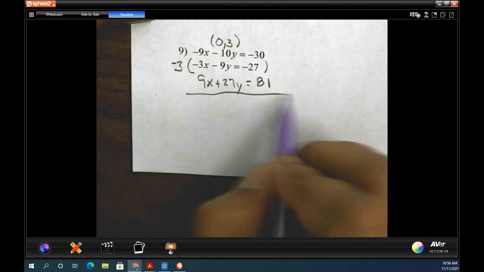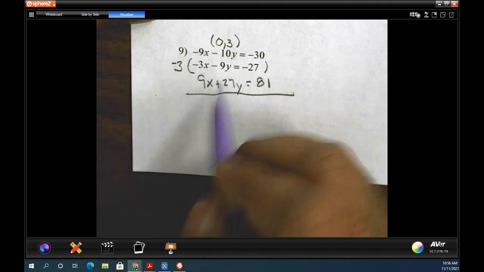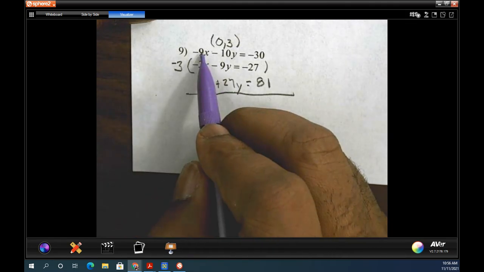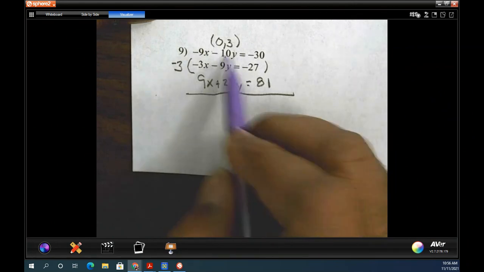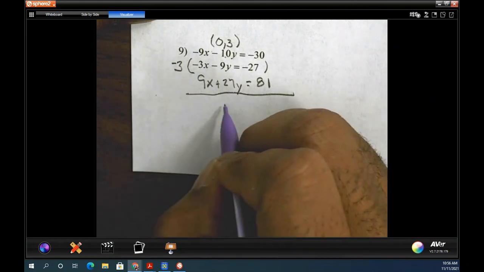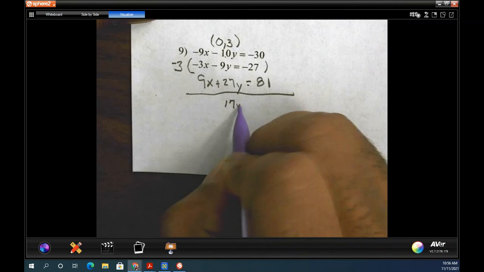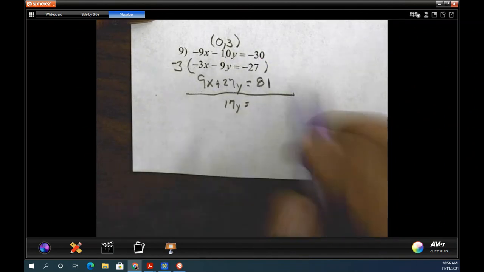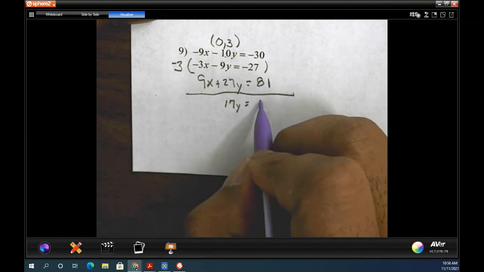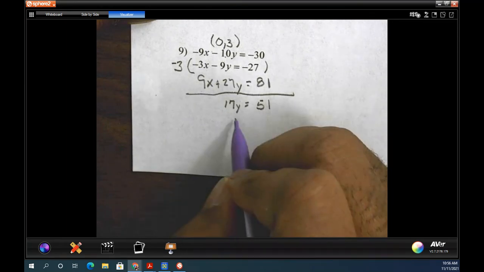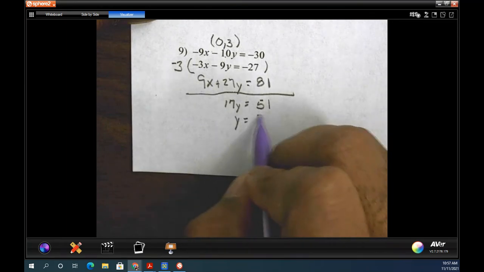Okay, I'm looking at these two. 0, the x's are gone. -10y plus 27y is 17y. -30 plus 81 is 51. So y equals 3.